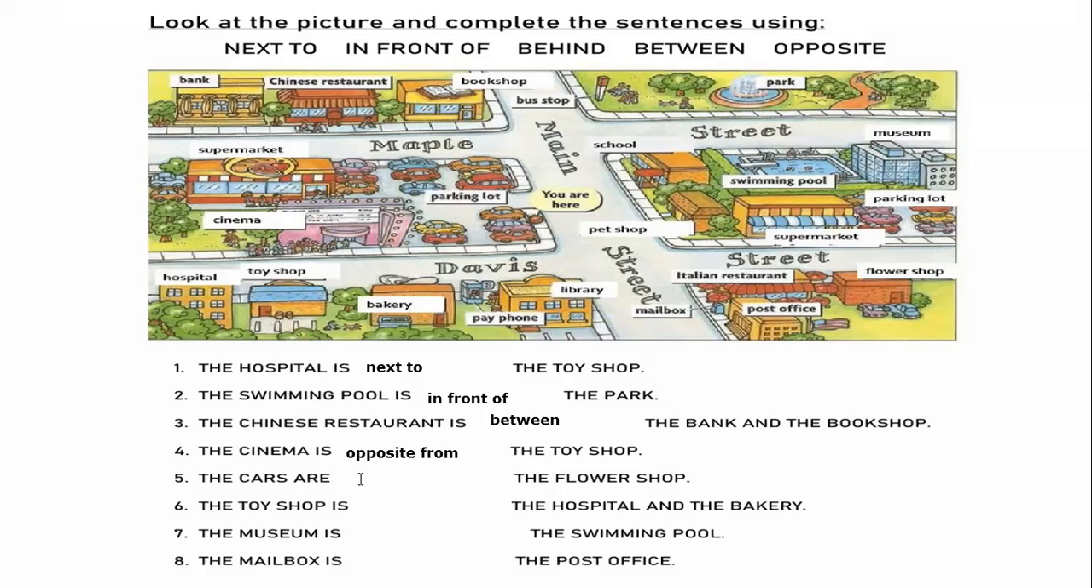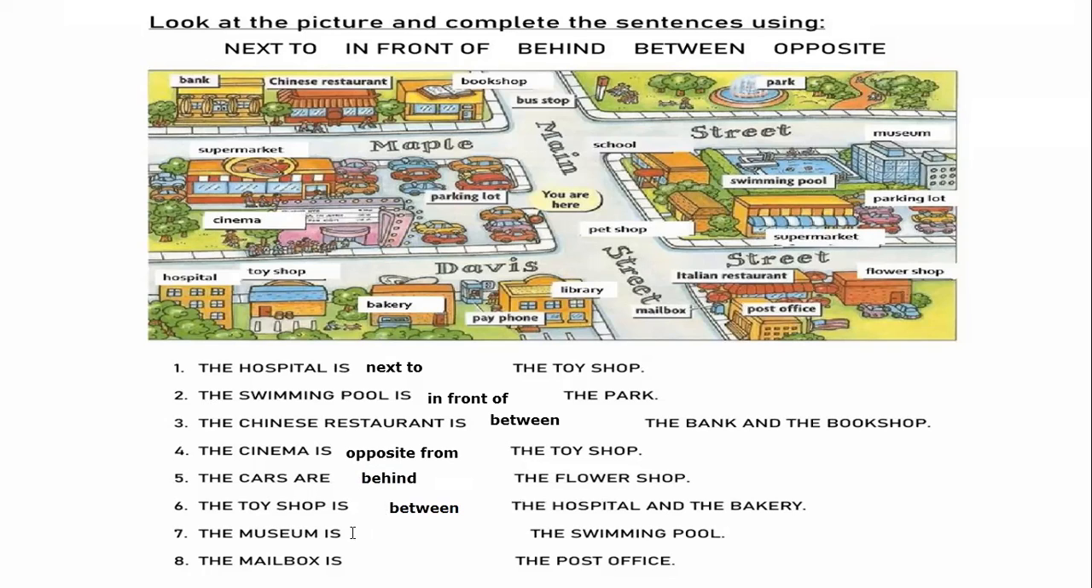Cars. But the cars are behind. What? Flower shop. Behind. What is the flower? Okay, the cars are behind the flower shop. Behind, atrás. Behind the flower shop. Now we have hospital and bakery. The toy shop is between the hospital.